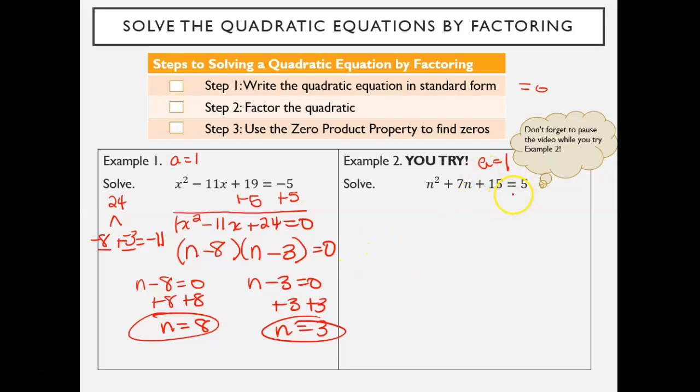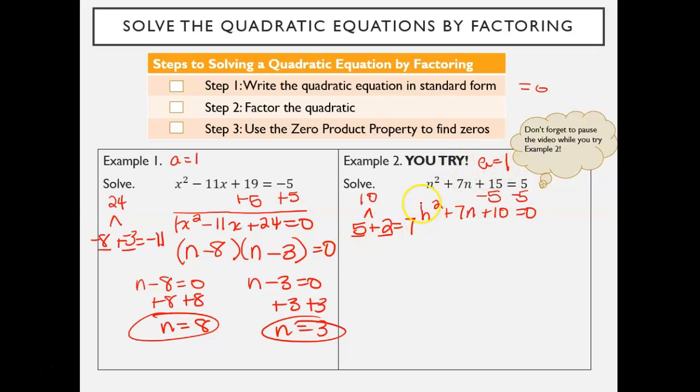You should have started by subtracting 5 from each side. So we have n squared plus 7n plus 10 is equal to 0. I still need to find my magic numbers. Even if I'm going to use the shortcut, I need those. I'm looking for two numbers that multiply to be 10 and add to be 7. Those numbers are 5 and 2.